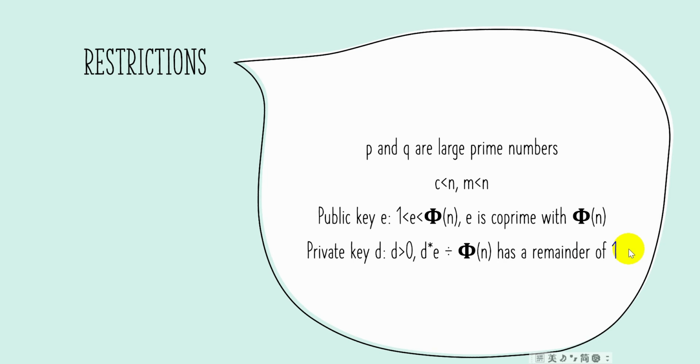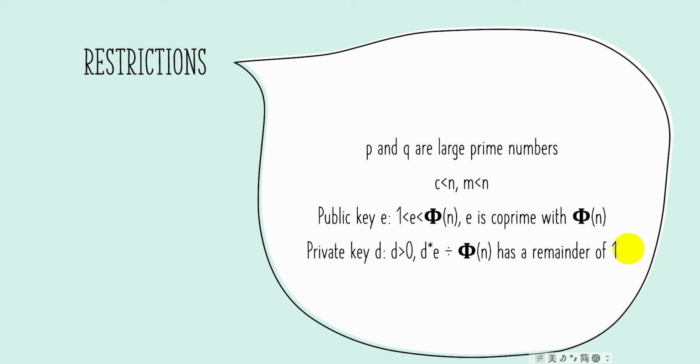So here are the restrictions for RSA. P and Q must be large prime numbers to make it safe. Also, it's not only safety, but if it's too small, then it won't work. C and M are both smaller than N. C is the ciphertext and M is the plaintext. So both the ciphertext and the plaintext need to be smaller than N, or else it doesn't work.